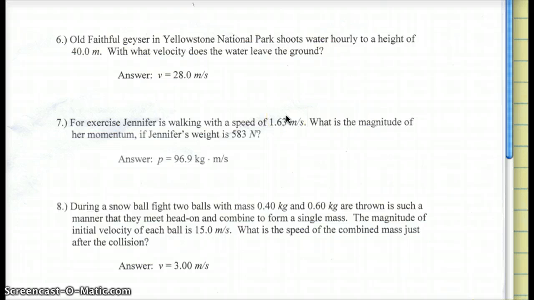Number 7. For exercise, Jennifer is walking with a speed of 1.63 meters per second. What is the magnitude of her momentum if Jennifer's weight is 583 newtons? I don't even really have to show you too much here. All you need to know is that momentum is always in kilograms times meters per second. So that means this is a force, in newtons. We have to divide by 9.8 to get your mass.